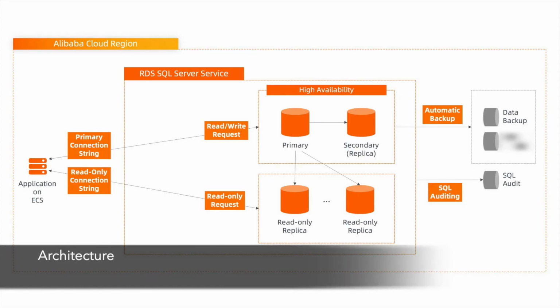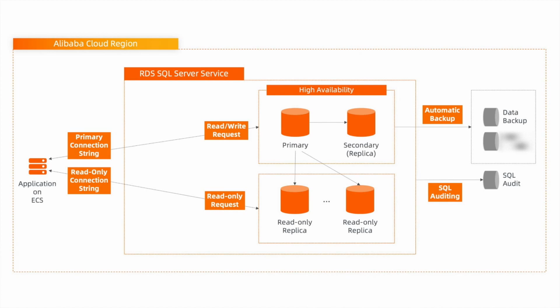RDS SQL Server high availability instance includes a primary and a secondary replica. To handle a heavier read workload, you can create one or more read-only replicas as a read-only instance. There will be two database connection strings: one for the primary connection, which interacts with the primary instance for both read and write requests, and another for the read-only connection, which interacts with the read-only instance for read-only requests.